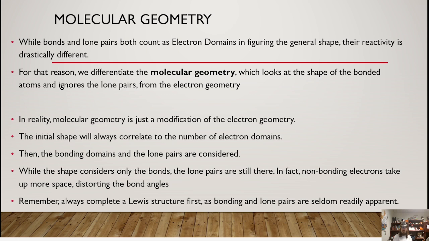If I give you water, H2O, where there are two things coming off of oxygen, is it linear? No, because there are two lone pairs. And you have to draw these out to make sure you know where the lone pairs are. It's not always obvious unless you are well versed in this lore.